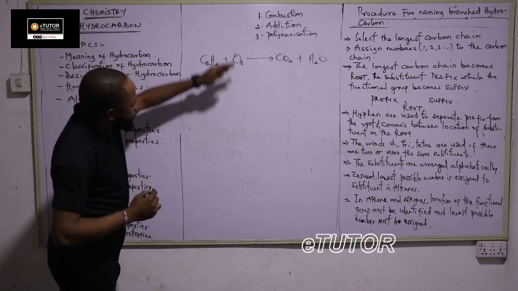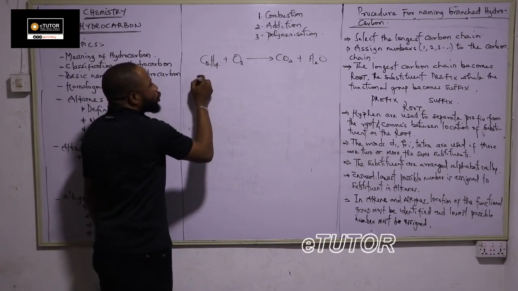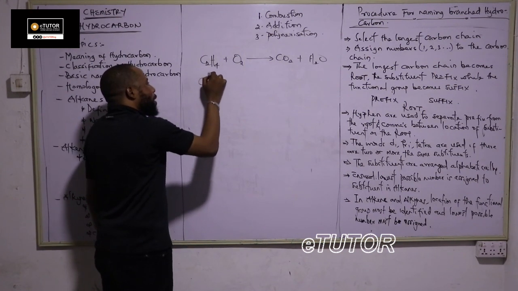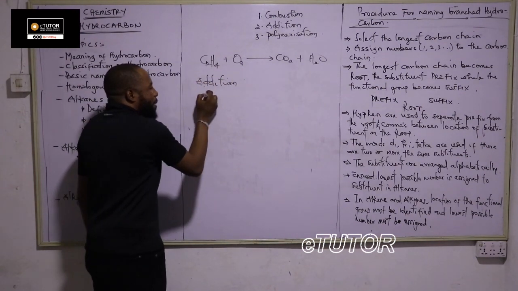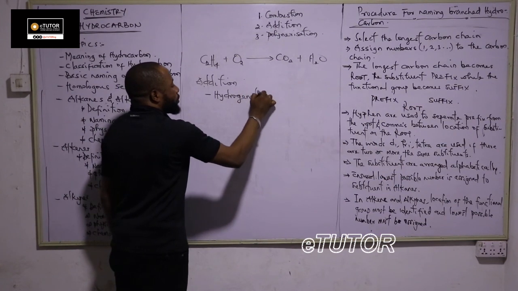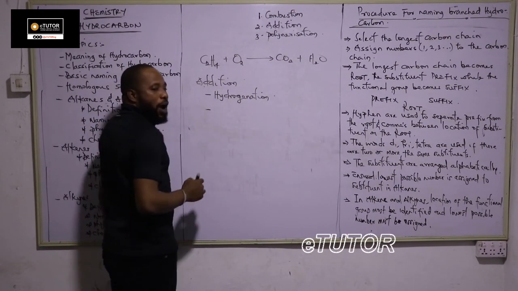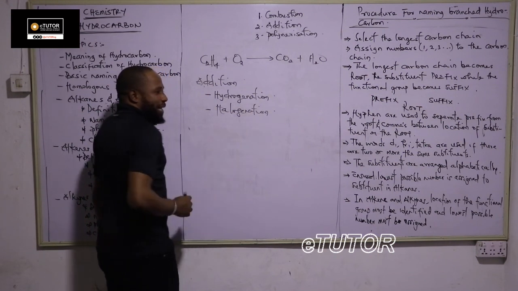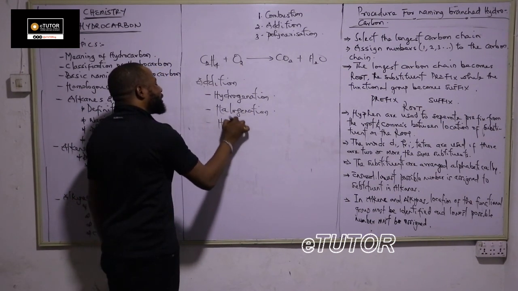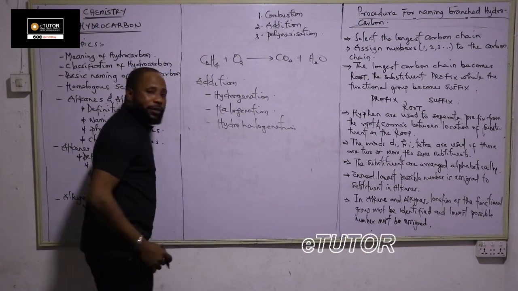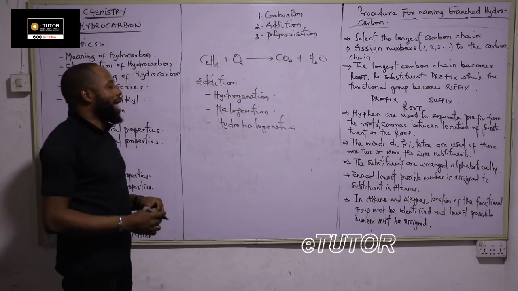Let's go back to our chemical properties. Number 2, addition. Under the addition reaction, it can be in form of hydrogenation. It can be in form of halogenation. It can be in form of hydrohalogenation, etc. We use the first one to explain addition reaction.